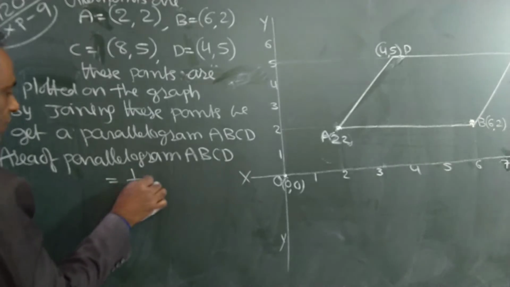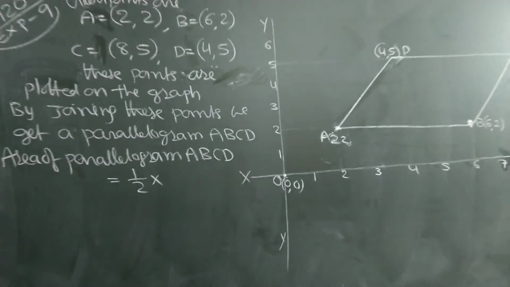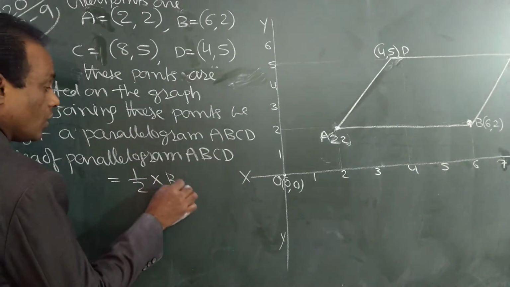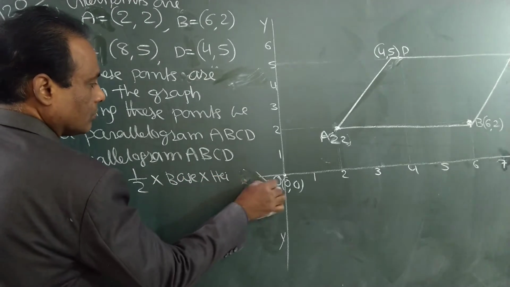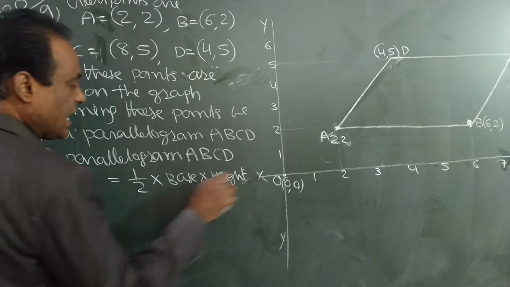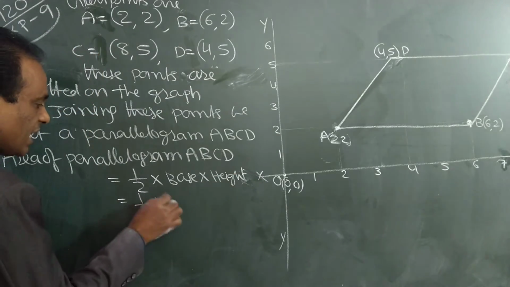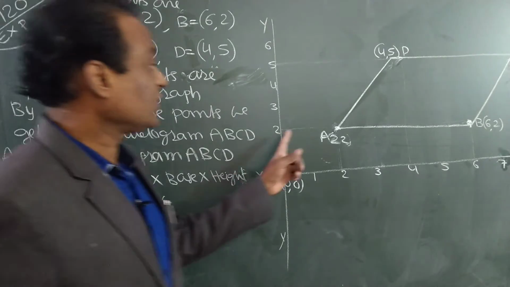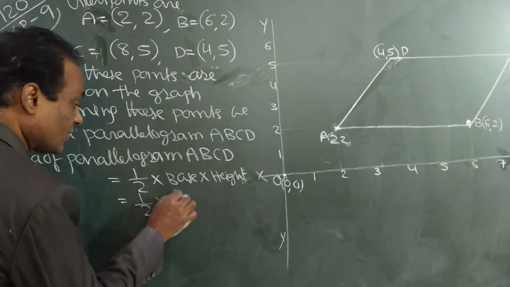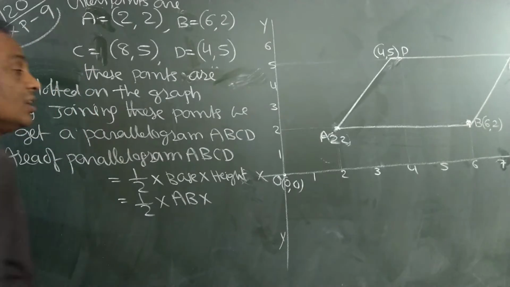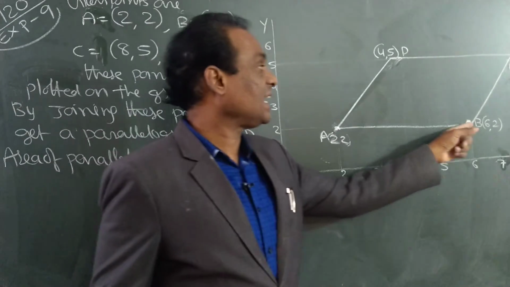What is the formula for the area of the parallelogram? Half base into height. Formula: area of parallelogram, half base into height. For this figure, AB is the base.